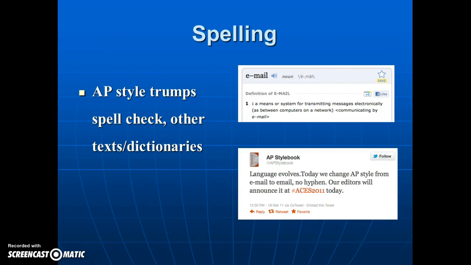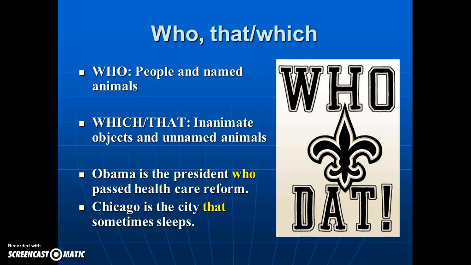It's best to remember that AP Style trumps spell check and other text dictionaries. So this is the style book we'll be using to grade the stories. It's one news organizations use. So for issues that come up and change things, the style book for 2015 will be the manual we use as kind of the grading guide.